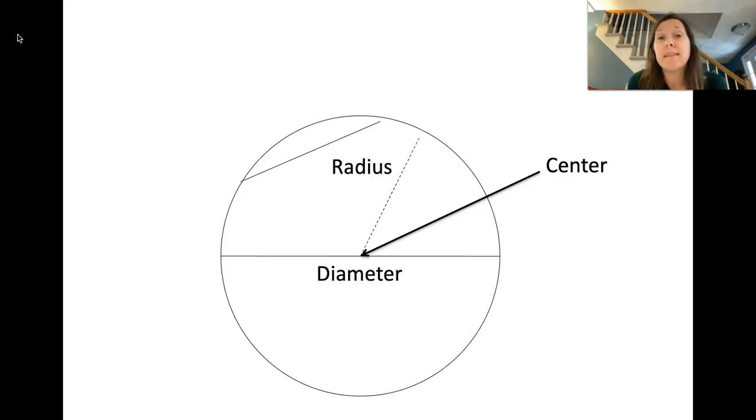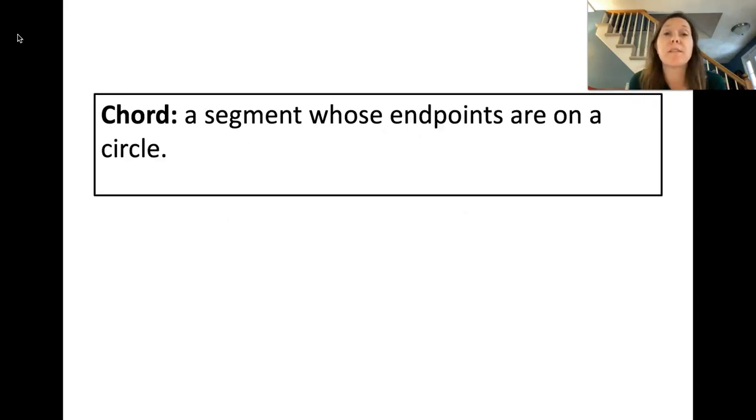The radius is the line that goes from the center to any endpoint on the circle. A chord is a line segment within the circle where both endpoints are on the circle. So technically the diameter is a chord, but a chord could be something other than the diameter. So here are the actual word definitions. A chord is a segment whose endpoints are on a circle. Again, pause this video as you need it. I'm going to keep plugging through, assuming that you're going to do that.